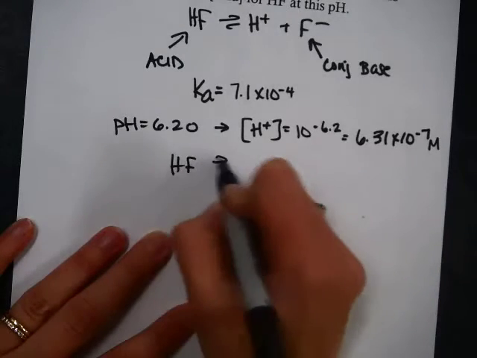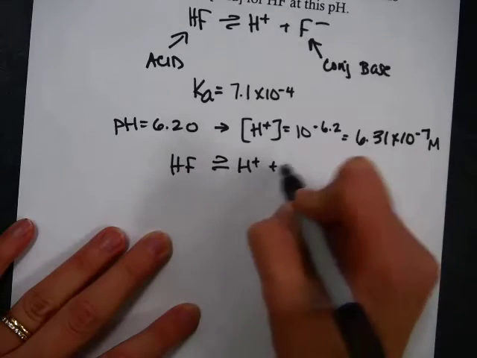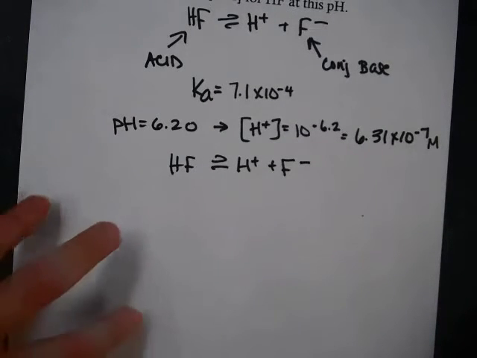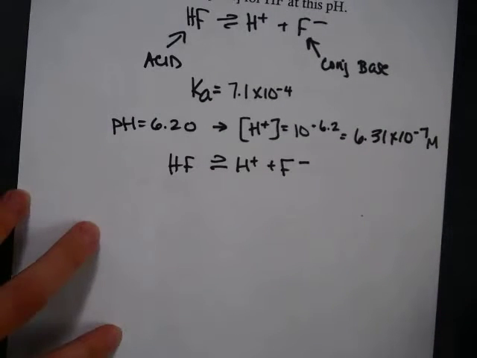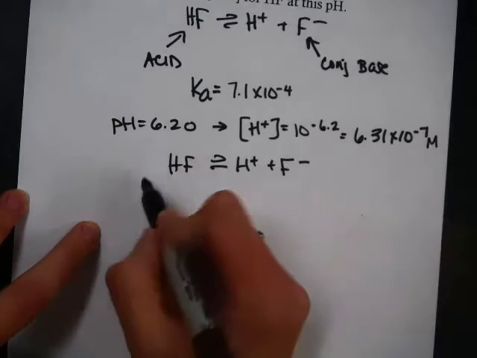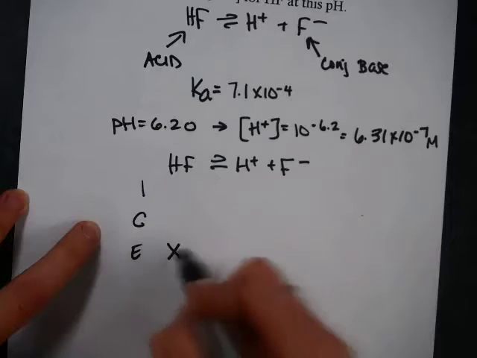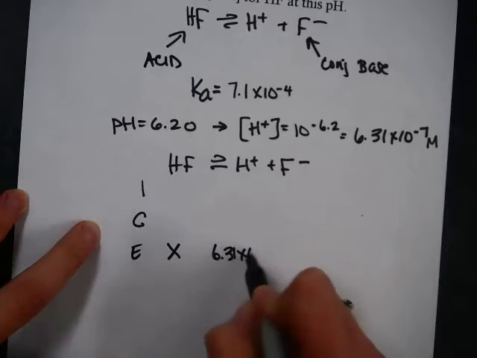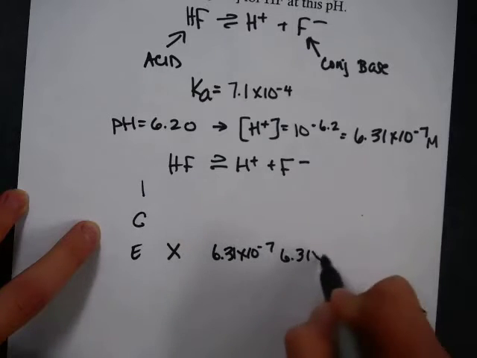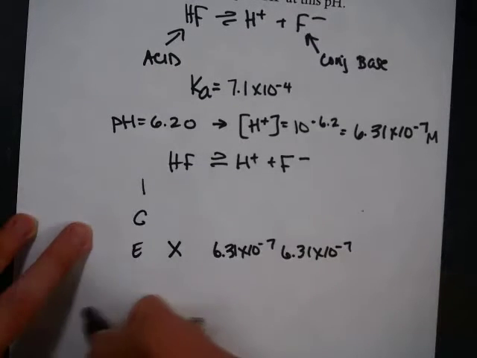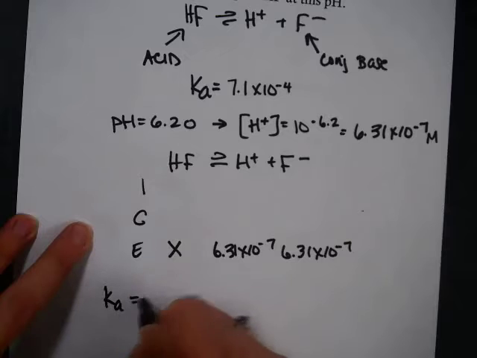So I'm going to write it as an ice table here. And I don't need to fill in the whole thing, but like HF, I don't know anything about that. H plus I do know. And so F minus, I must also know that, right? And so then I only have that one unknown, which is the HF.